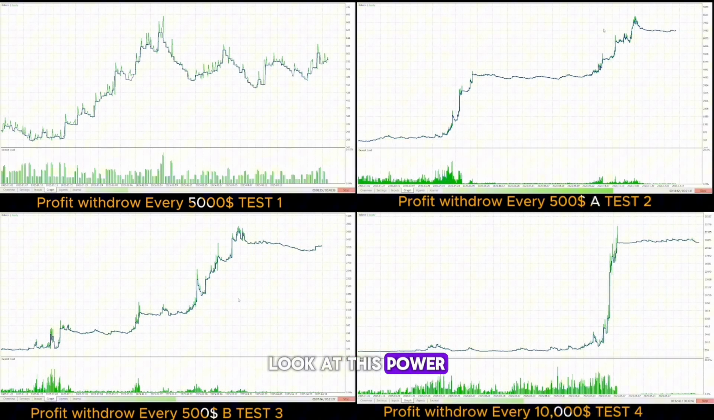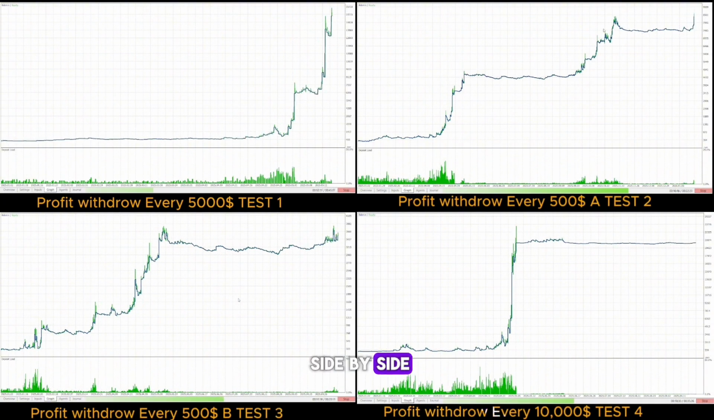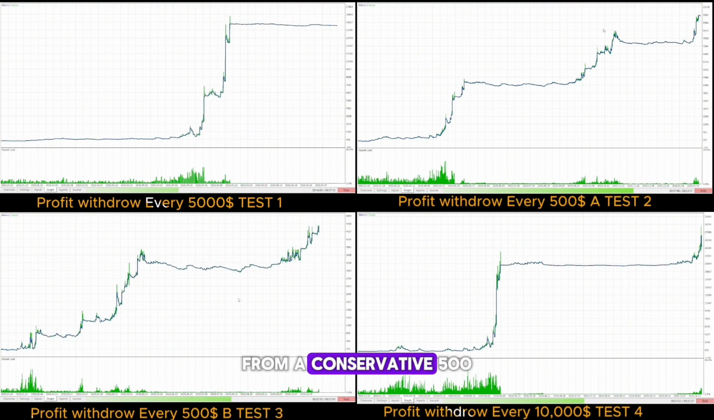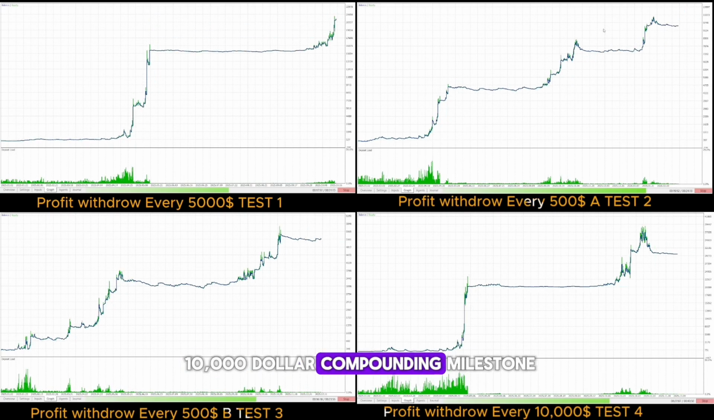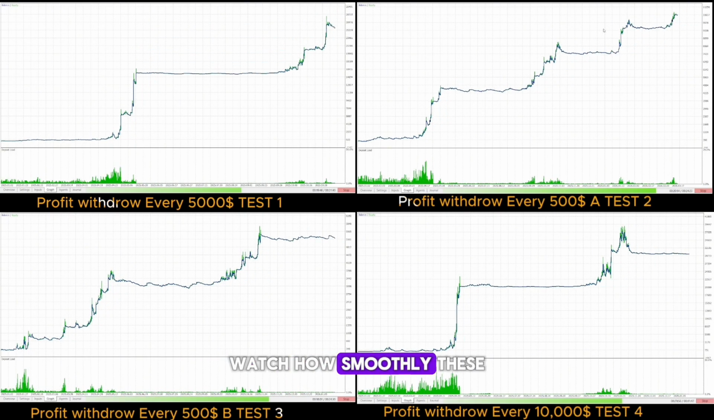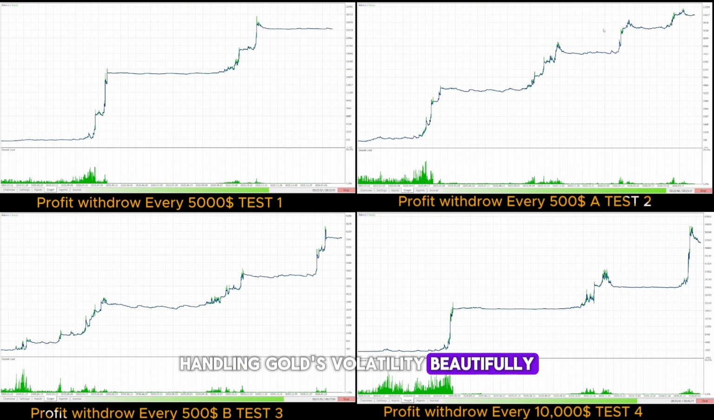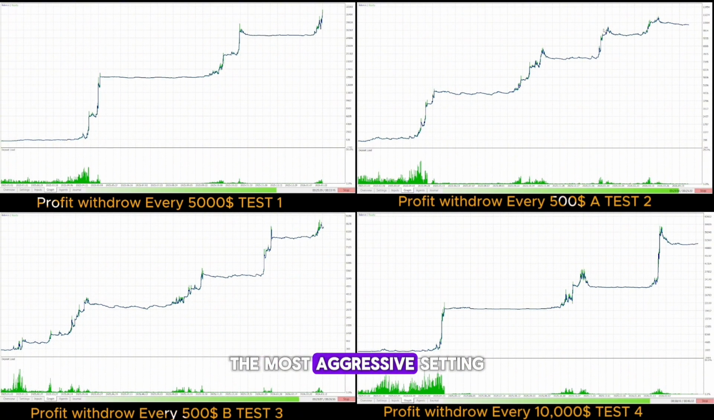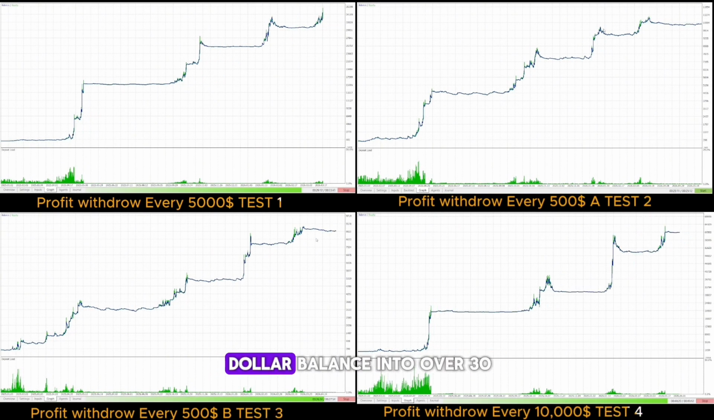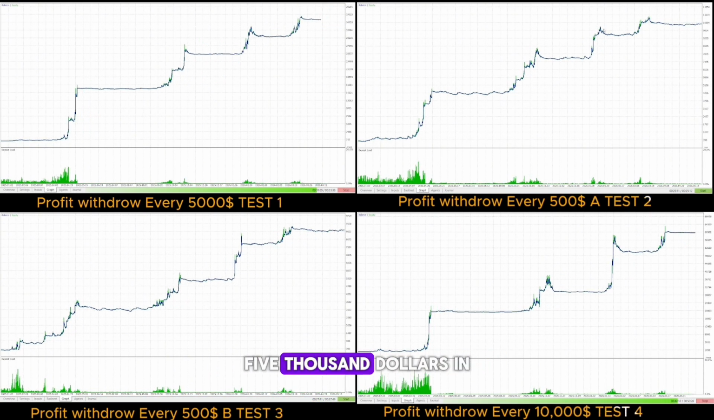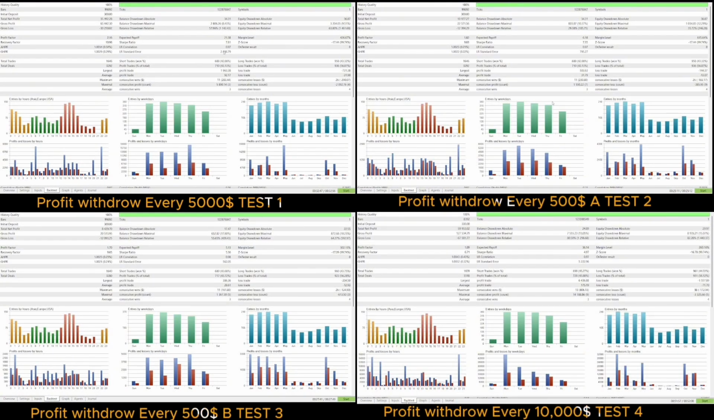Look at this power. I ran 4 entirely different profit-taking strategies side by side. From a conservative $500 target up to an aggressive $10,000 compounding milestone, watch how smoothly these equity curves scale upward, handling gold's volatility beautifully. By letting profits ride, the most aggressive setting completely takes off, skyrocketing that original $300 balance into over $35,000 in total net profit, with a rock-solid recovery factor.